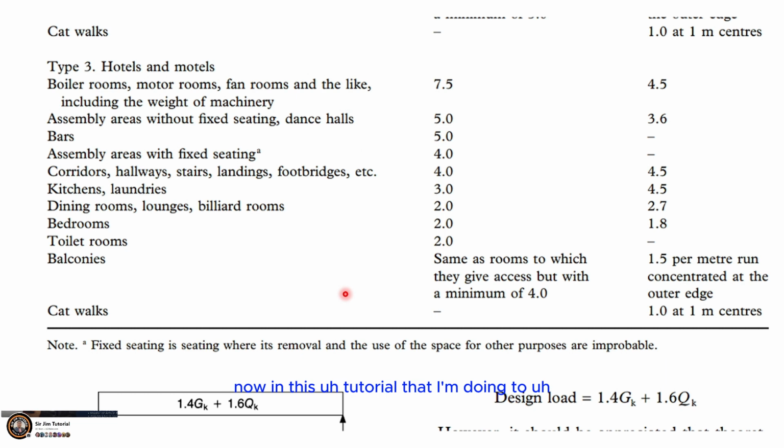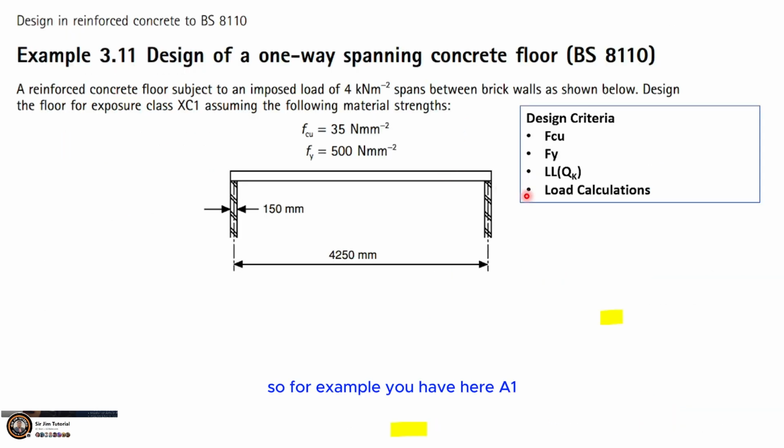Now in this tutorial that I'm going to introduce to you, we just have this one load combination only, for the dead load and the imposed load. For example, you have here a one-way spanning, designing a one-way slab or one-way spanning concrete floor. It's given here the imposed load is 4 kilopascal. That is between brick walls as shown here. This is the support, and the floor is exposed to class XC1, assuming the following material strength: your fcu is 35 megapascal and fy is 500 megapascal.